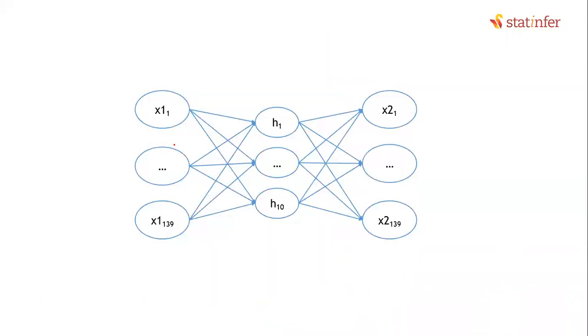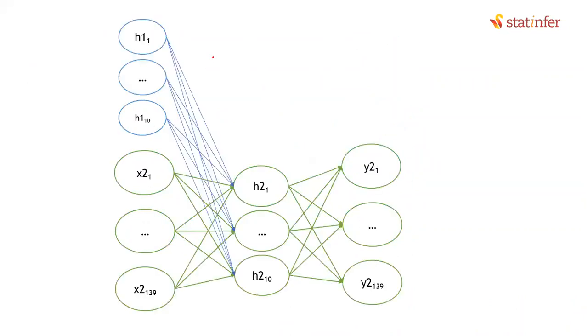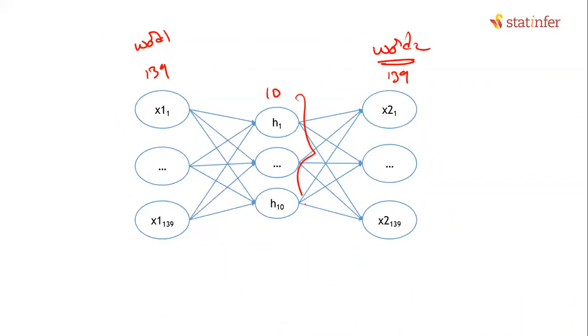What we want to do is, this is ANN 1. We have 139 nodes here, 10 nodes here, and around 139 nodes here. This is word 1. This is word 2. But next, I want to build ANN 2. For ANN 2, I want to take this hidden node output. That means I want to take this 10 node output for every data point.